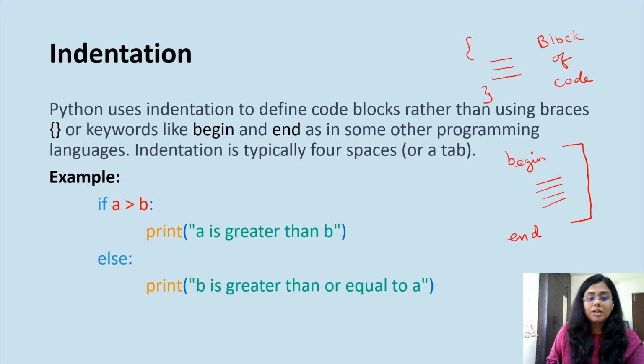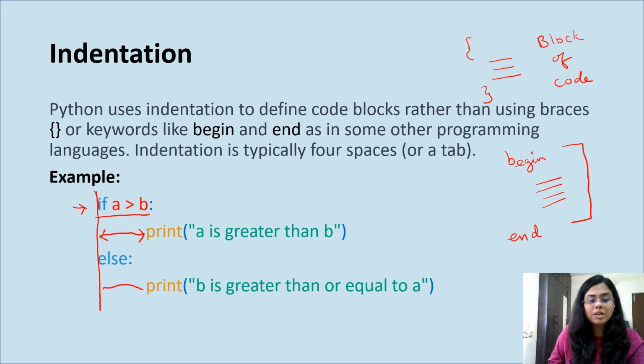But in Python, it typically uses indentation. What is indentation? Indentation is typically 4 spaces. For example, here we have this line of code, which is a logical operation performed in an if condition. Here we see that there is an indentation gap between this line of code and this line of code. We have 4 spaces in between them.